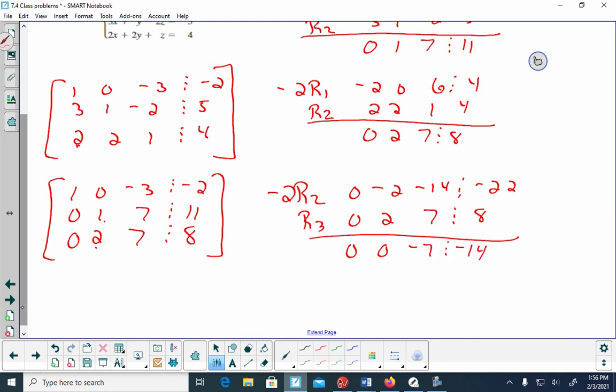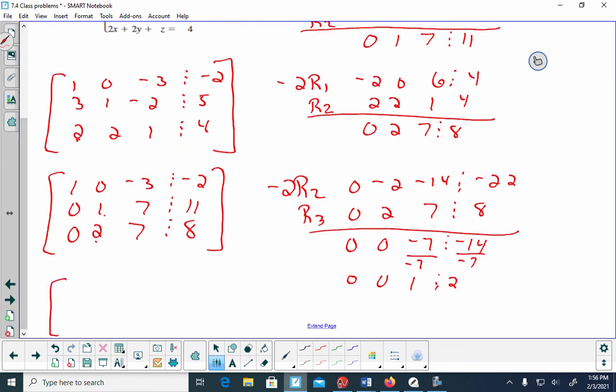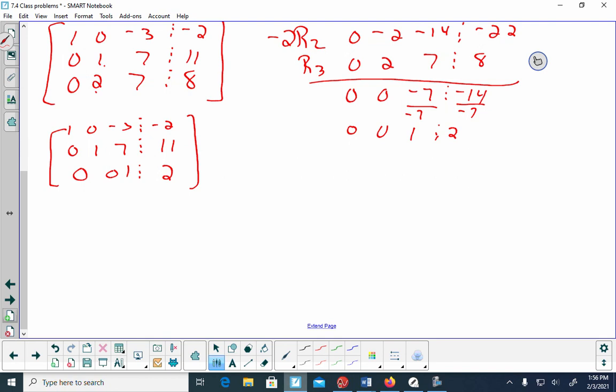Well, when I get to this point where I have the two zeros, I'm going to divide by whatever this number is. So in this case, I'm going to get 0, 0, 1, and then 2. So now I found z. My z is 2. But remember, I could back substitute in, because just because of the way I lucked out, this is in row echelon form. I could back substitute, but that's not what the directions are telling me to do. They're telling me to do full Gauss-Jordan elimination.